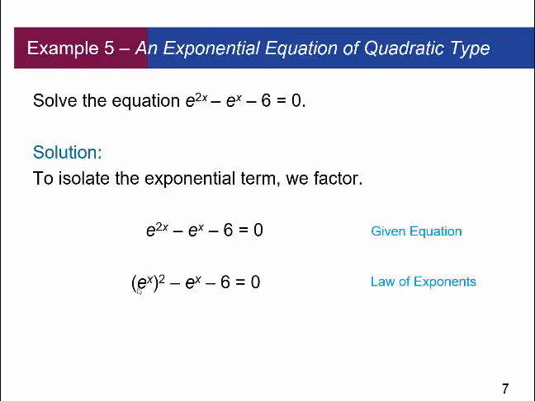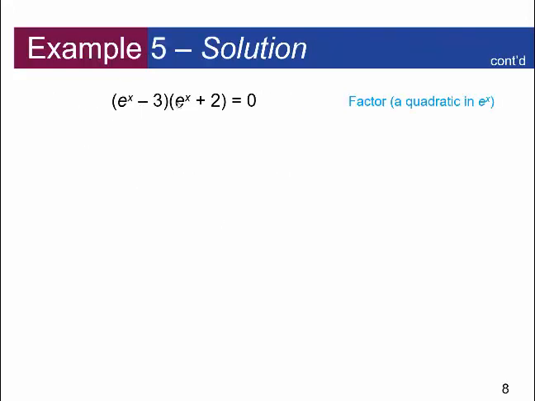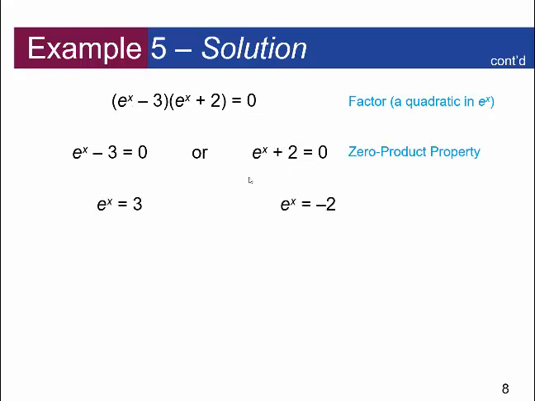So imagine if this was x and this was x instead of e to the x. It would factor as (x - 3)(x + 2), but instead it's just e to the x. Okay, so now I have this times this is equal to 0. So using our zero product property, either the first factor has to equal 0, or the second factor must equal 0. So when solving, we get the following.